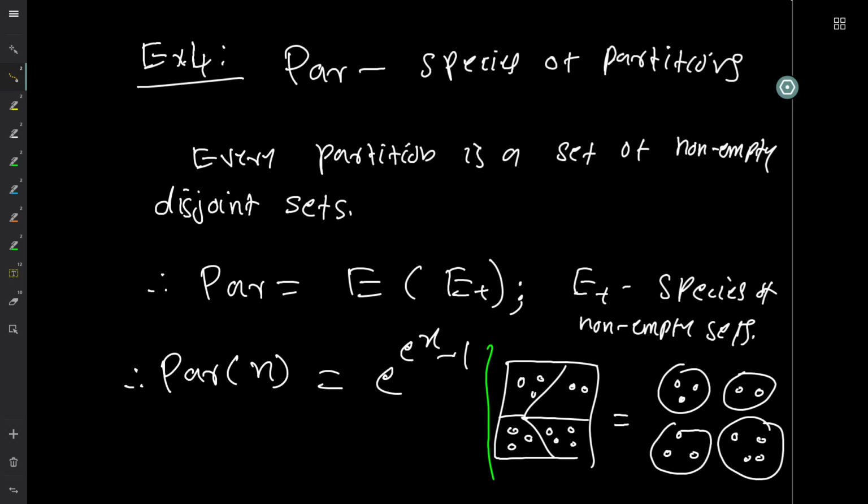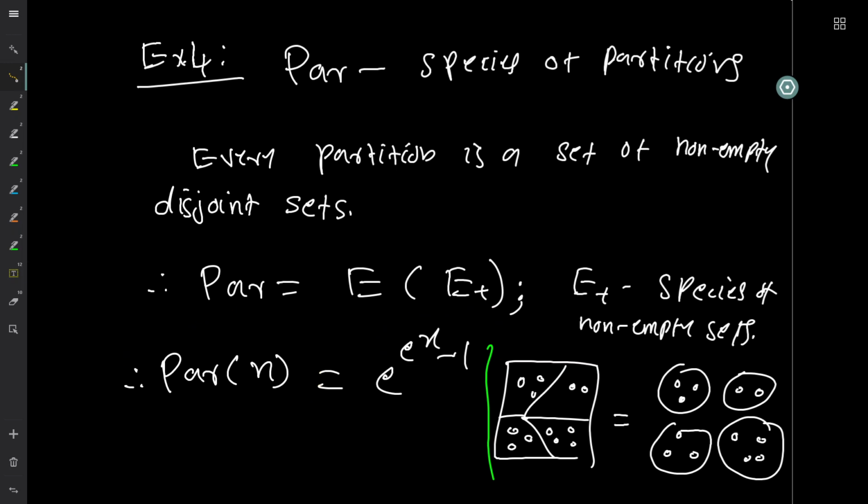Not x equal to 0 for the sets, I mean the empty sets. There is only one empty set, so E plus is E minus the case where you're looking at the empty set, which is basically e raised to x minus 1. That is the generative function for E plus, and the generative function for E is e raised to x, so therefore we get e raised to (e raised to x minus 1), which is the generative function for the partition species.